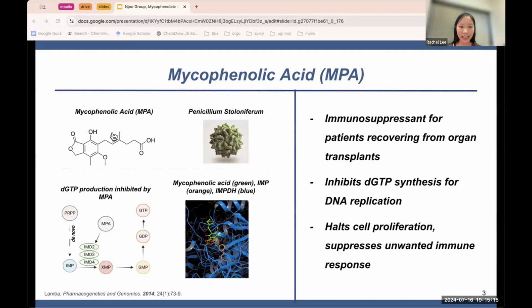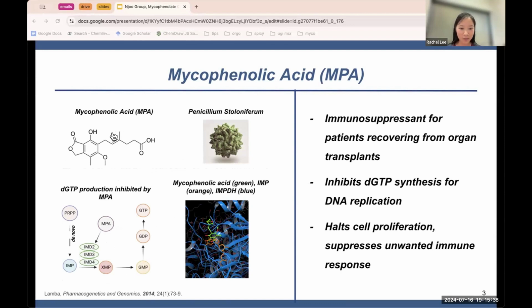Mycophenolic acid is a natural product derived from the fungus Penicillium stoloniferum, and it has been widely used for its immunosuppressive effects, mostly for patients recovering from organ transplants in order to prevent graft rejection. In fact, it is one of 3 immunosuppressants involved in the most common maintenance regimen for transplant patients upon discharge.